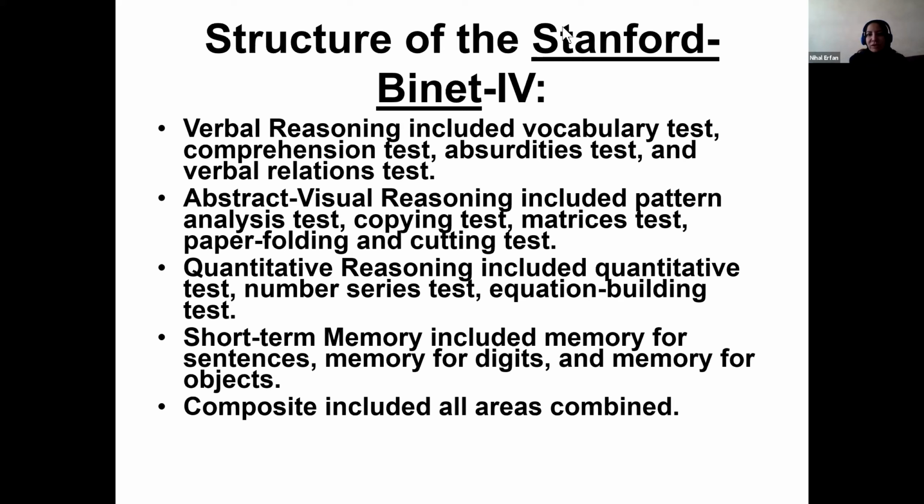The second is looking at abstract visual reasoning. So it looks at pattern analysis, copying, matrices, paper folding, and cutting. So visual motor. Quantitative reasoning is a quantitative test, so it looks at numbers and equation building. Short-term memory includes memory for sentences, digits, and objects. And so then all of these areas are combined and you get a score.